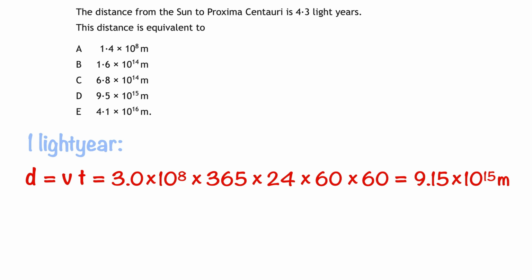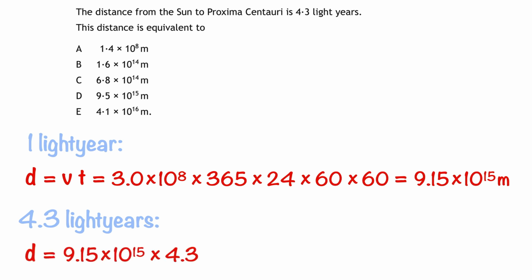For the number of days in a year, we could have used 365.25, but it won't actually change the final answer. To calculate 4.3 light years, we just multiply 9.15 times 10 to the power of 15 times 4.3, giving an answer of 4.1 times 10 to the power of 16 metres, which is E.